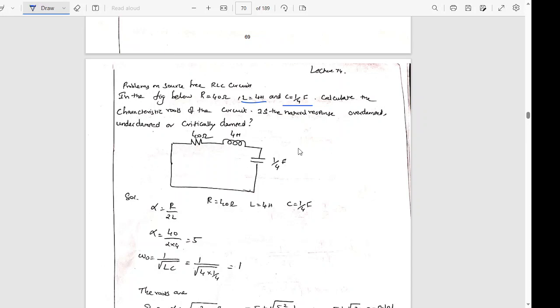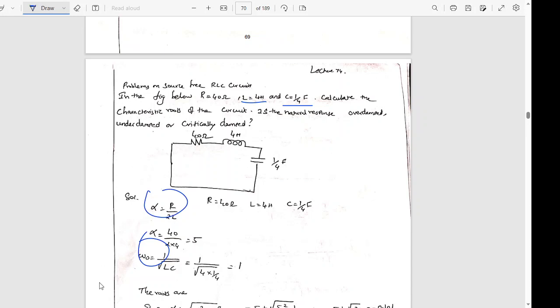There I have discussed the three cases. Anyway, briefly I will tell what those cases are. I will be calculating alpha and omega naught. Alpha equals R by 2L, and omega naught equals 1 by root LC. Based on these two values, I am going to define the cases.